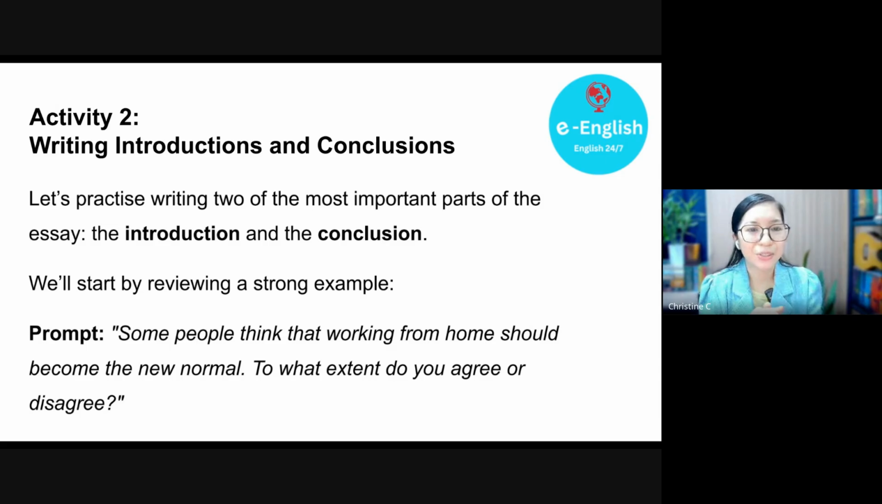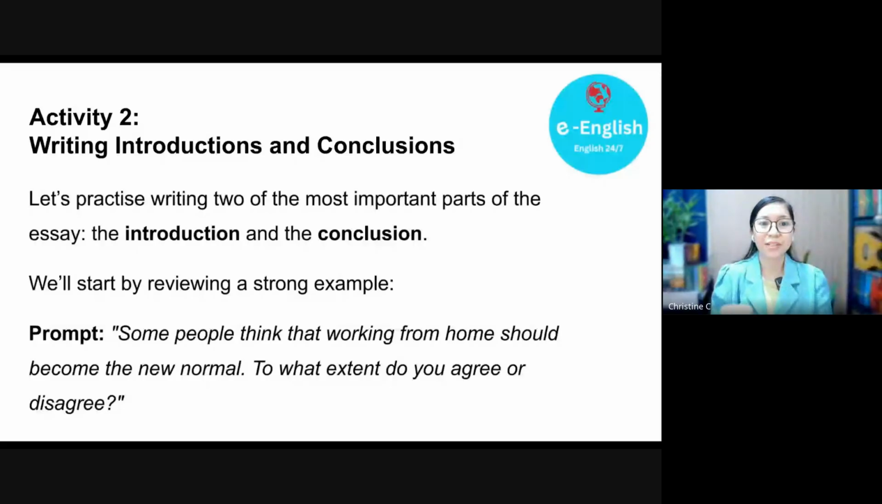So for activity 2, let's write the introductions and conclusions. These two are important, okay? Every part is important, but two of the most important are the introduction and the conclusion. Why are they important, especially the introduction? What makes the introduction important when writing an essay, especially doing a PTE write essay task?